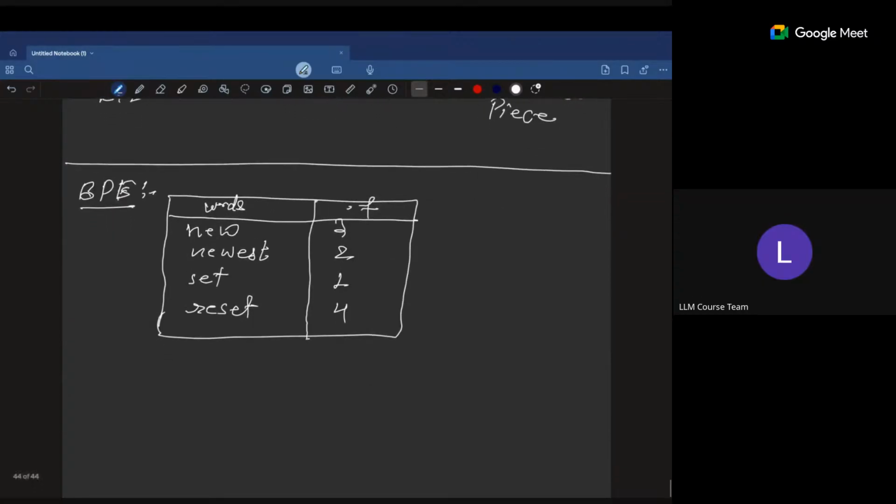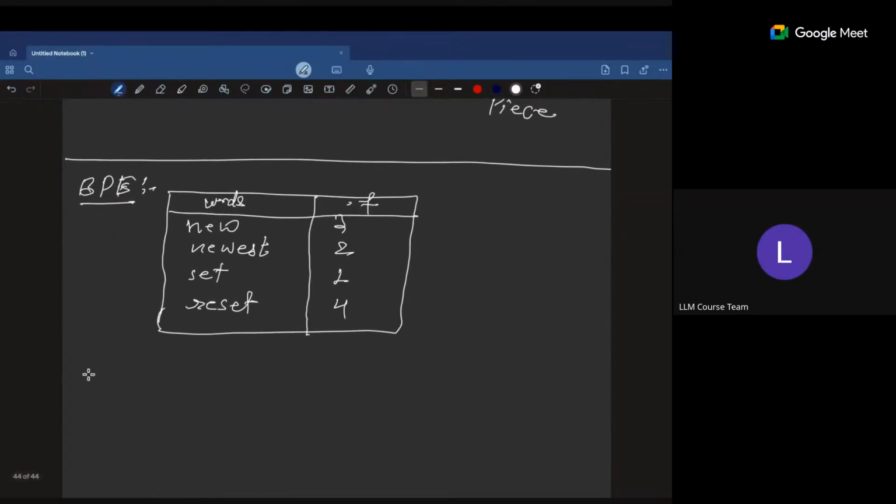So what we first do is add a marker, a word-ending marker. Why it is necessary will also become clear. We add a marker here; in this case, let's say I'm adding W. It is saying that my word has ended here. In newest, my word has now ended.